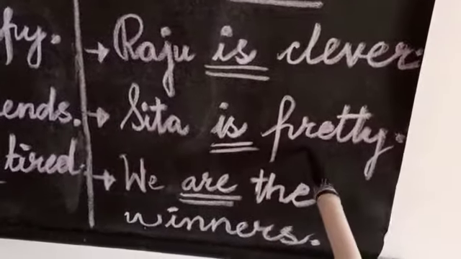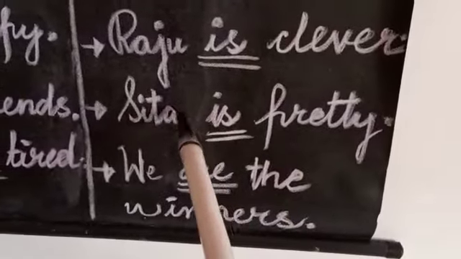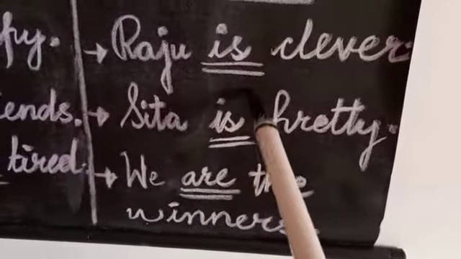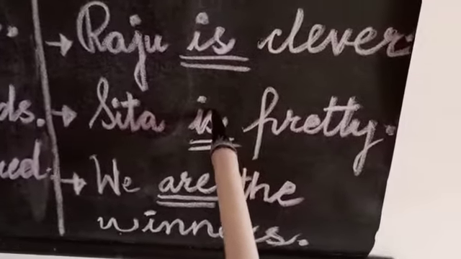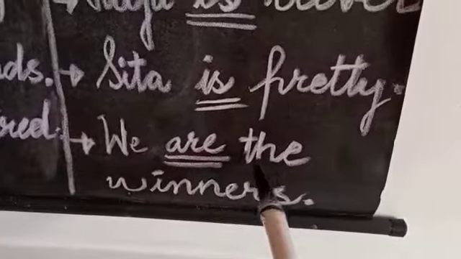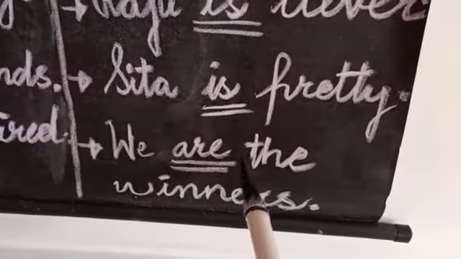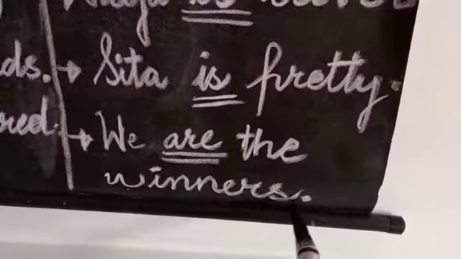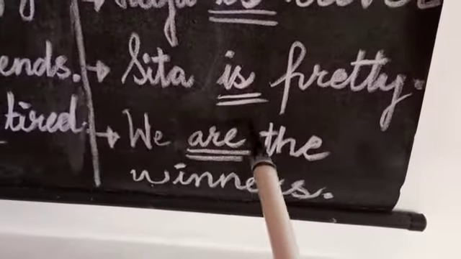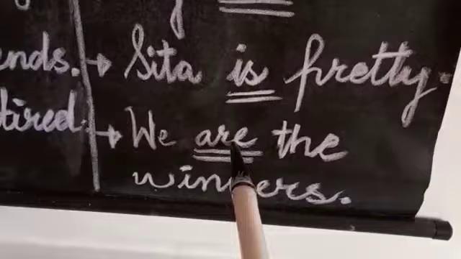Sita is pretty. Now again, you see, no action, no physical activity is here. Only this "is" is here, and this is a verb, but it is a verb of being. We are the winners. Here again, you can see no kind of action, no kind of physical activity is present in the sentence. Only this "are" you can see, and this "are" is acting as a verb, but as a verb of being.